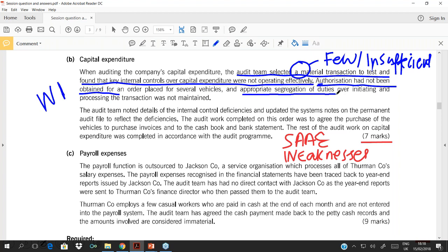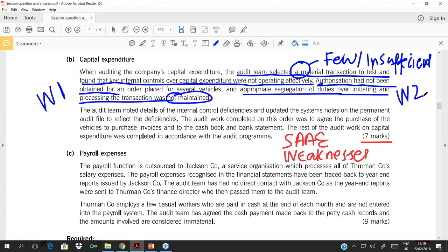Okay, and what is the second weakness? Appropriate segregation of duties over initiating and processing of the transaction was not maintained. So is there proper segregation? No. So should I count this as my W2, weakness 2? Yes. So I found that the evidence I gathered was insufficient because I just took one sample, and there are 2 weaknesses, one over the authorization and one over the segregation of duties. Out of the 7 marks, how many marks have I taken so far? 3. Perfect. Okay, let's read para 2.